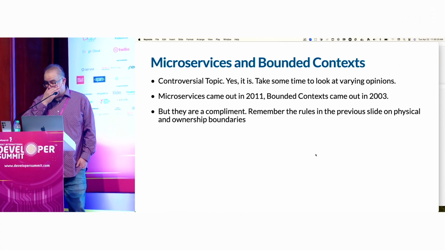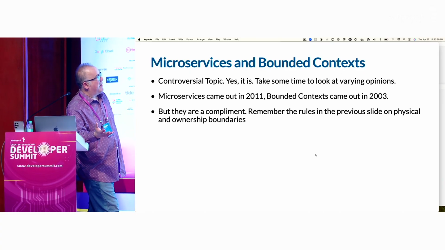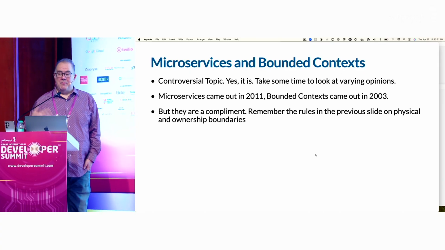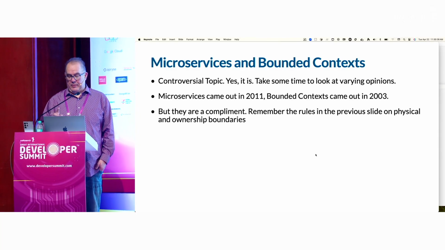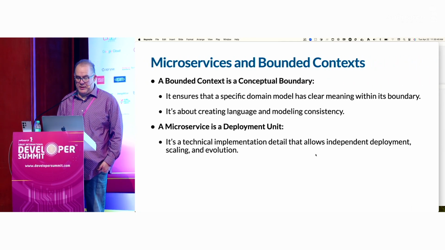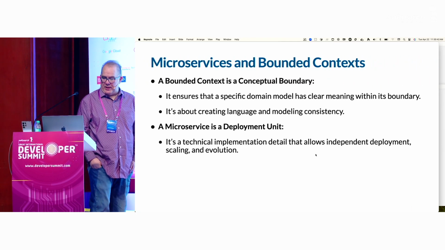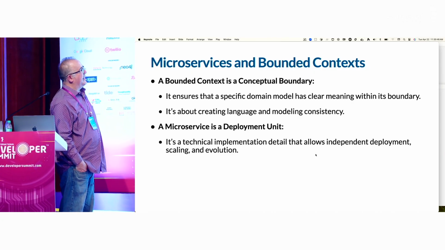So again, bounded context and DDD came out in 2003. Microservices came out in 2011, but they are a complement to one another, okay? Remember the rules on the physical and ownership boundaries. And I love this term here. This isn't from the book. This is the way I see it, I guess.